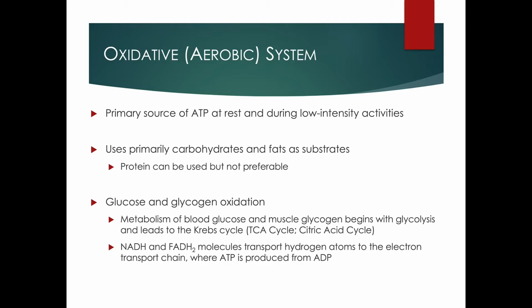So first you get glucose and glycogen oxidation. This is when you have glucose and glycogen broken down into pyruvate via glycolysis. And then from there, acetyl-CoA enters into the Krebs cycle. And I just put their terms right there, the TCA, so the tricarboxylic acid cycle or the citric acid cycle. Those are their terms. I like using Krebs. It says the FADH and NADH transport hydrogen atoms to the electron transport chain where ATP is produced from ADP. We'll get into that coming up.